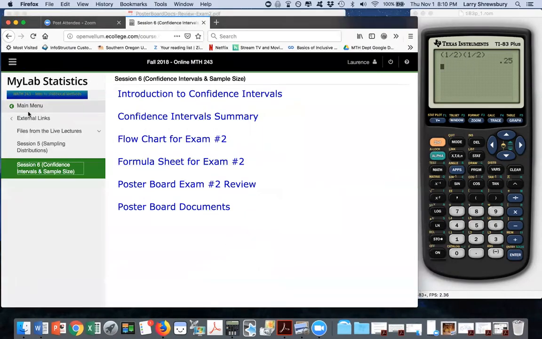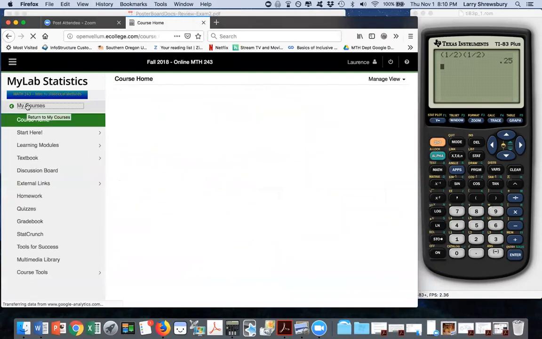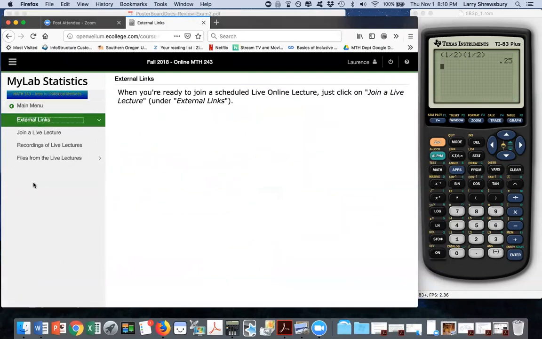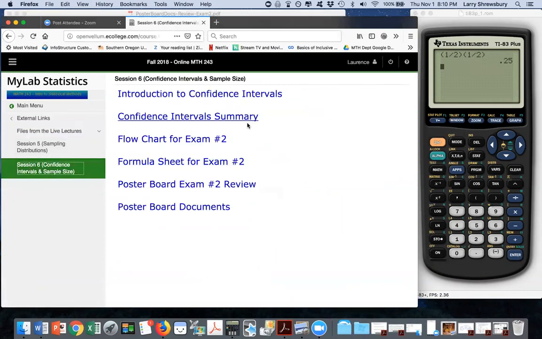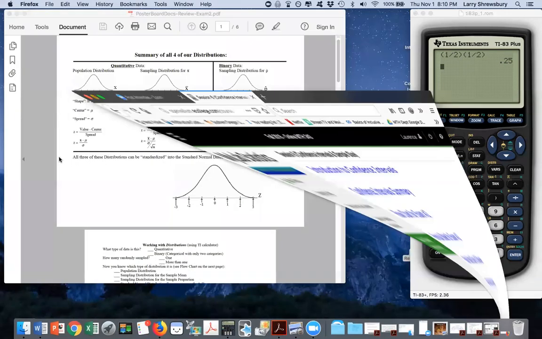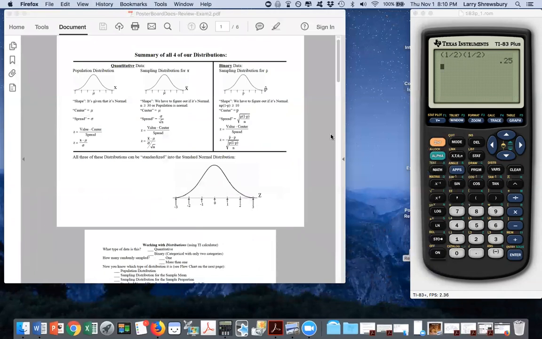There it is. So going back to the main menu, you go to external links, files from live lectures, session 6. All the files are there. There's the poster board documents. So you can print those out. All right, so those are the things I really wanted to hit on.